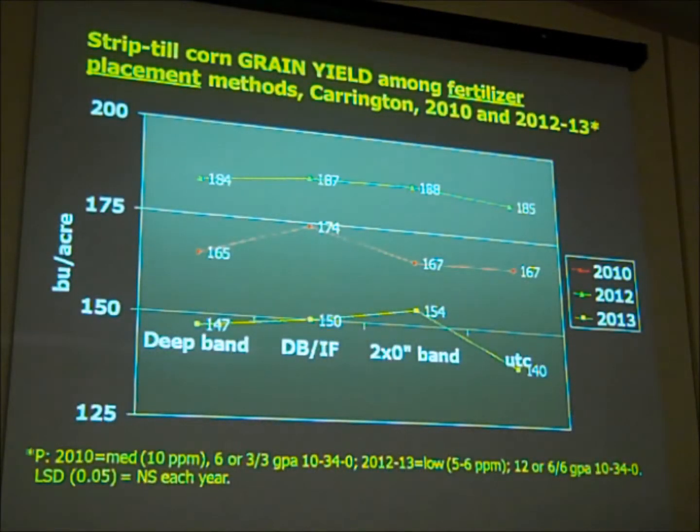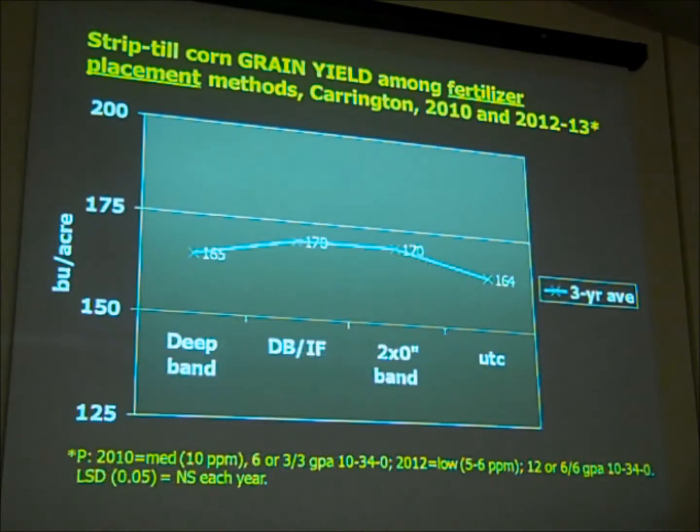But then what are the results? Well, here they are. This is a look at all 3 years that we had that comparison, the deep band in-furrow with the 2-inch band. I also included the deep band. So in 2010, the first year, it was pretty exciting. That particular treatment saw a nice, at least numeric jump compared to the 2-inch band. But in 2012 and 13, it hung in there with the 2-inch, at least in 2012 it did. Last year, the 2-inch band looked the best numerically.